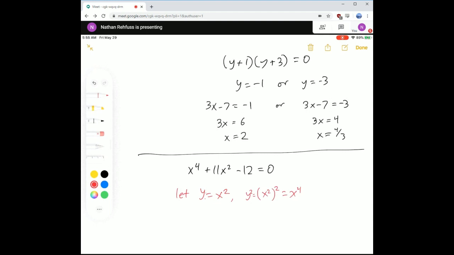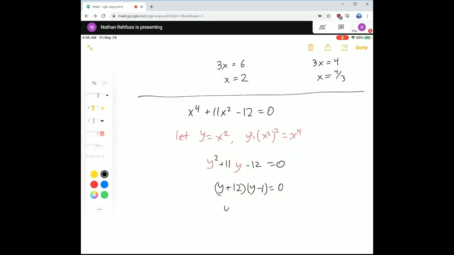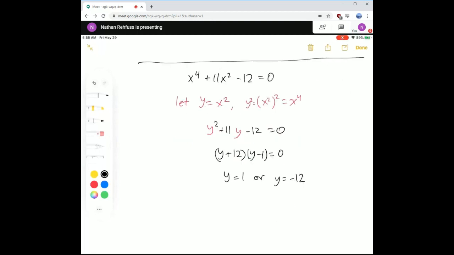So I can rewrite this equation as y squared plus 11y minus 12 equals 0, which I know what to do with. That's y plus 12 times y minus 1 equals 0. So y equals 1 or y equals negative 12. First part's easy. Second part, I don't want solutions for y, I want solutions for x. So x squared equals 1 or x squared equals negative 12.